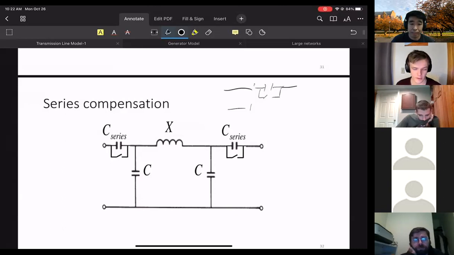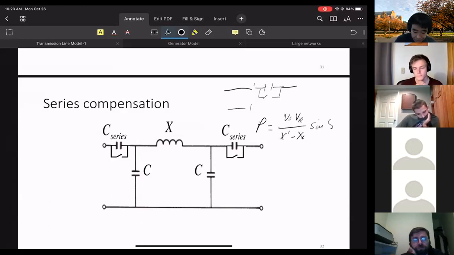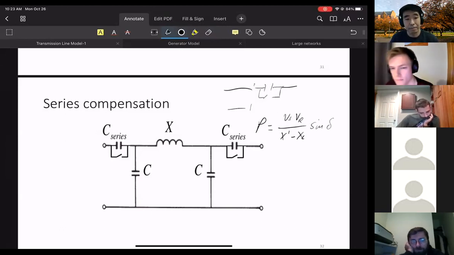If I put in a capacitor, I can increase the steady state stability limit as well. Because in the active power transfer, this X prime, you're subtracting this XC out of it. You're putting a capacitor in series with an inductor, so we're just subtracting this out. So this has a slight benefit of increasing my loadability and my stability limit. Okay? This has this added benefit.